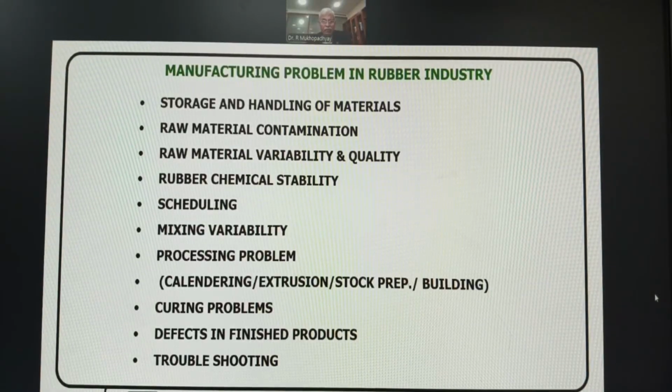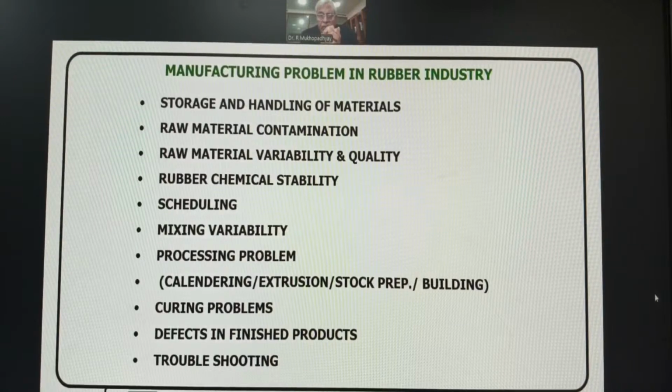Now comes up the manufacturing problems. What comes: how the storage and handling of the material, the raw material contamination, raw material variability and quality, rubber chemical stability that I also talked about. Scheduling also plays a very important role, mixing variability, process problem, curing problem, defect in finished product, and the troubleshooting.